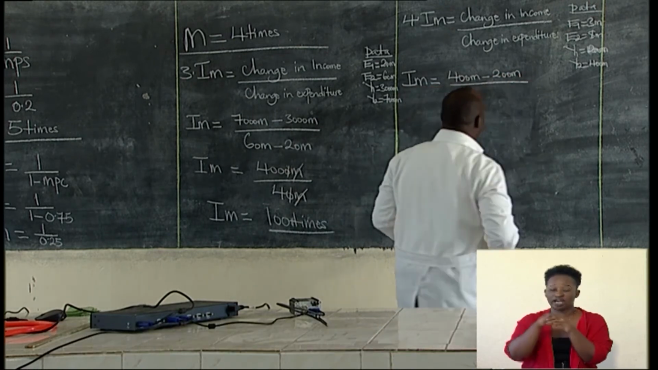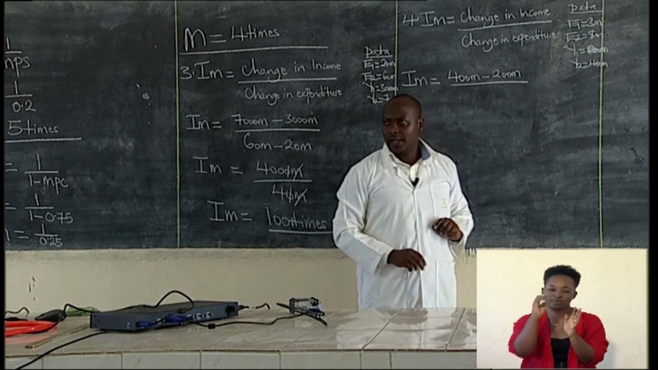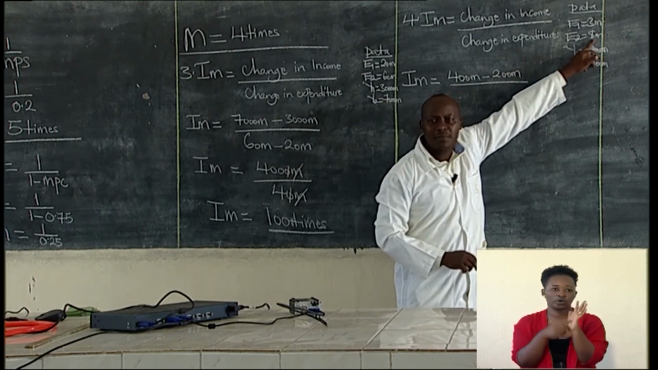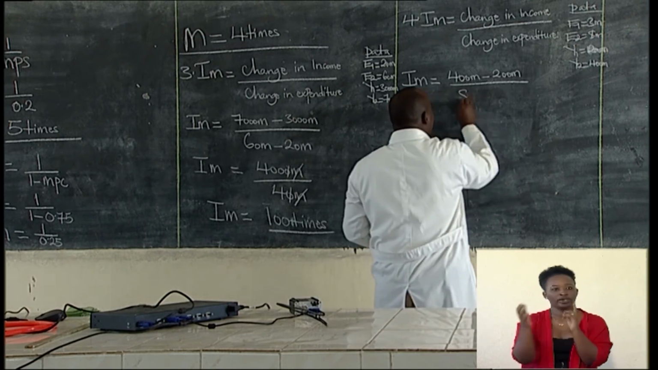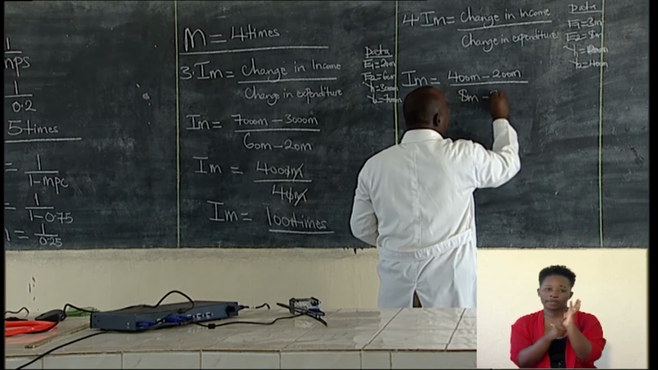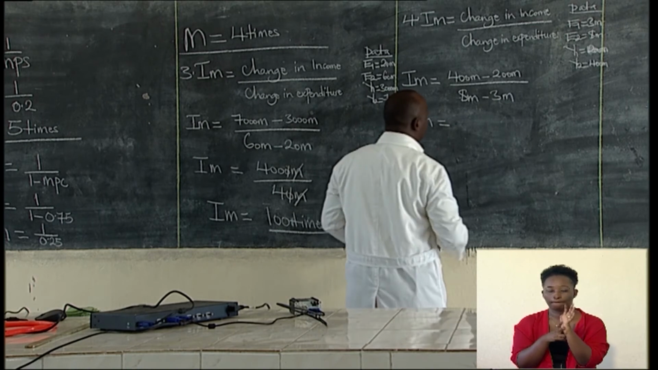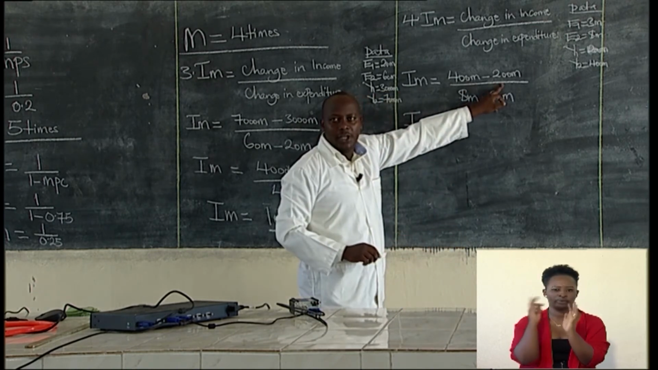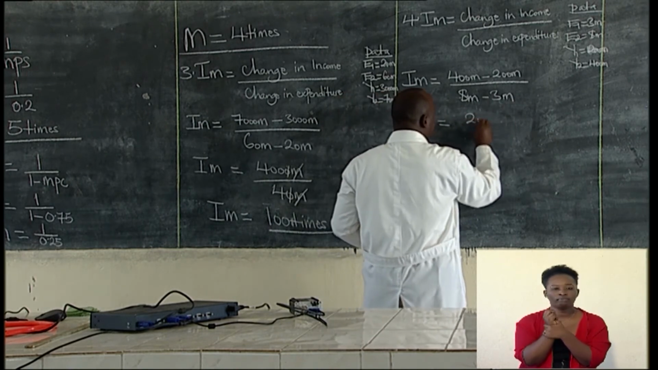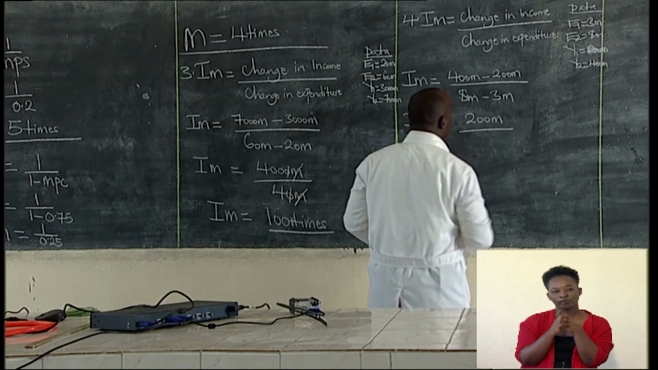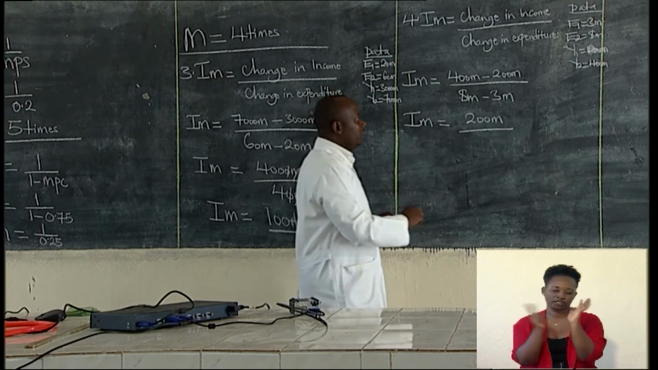To get the change in expenditure, we shall get expenditure 2 minus expenditure 1. Expenditure 2 is 8 million, and expenditure 1 is 3 million. Now, our investment multiplier is equal to 400 million minus 200 million, you will remain with 200 million. 8 million minus 3 million, we shall get 5 million.